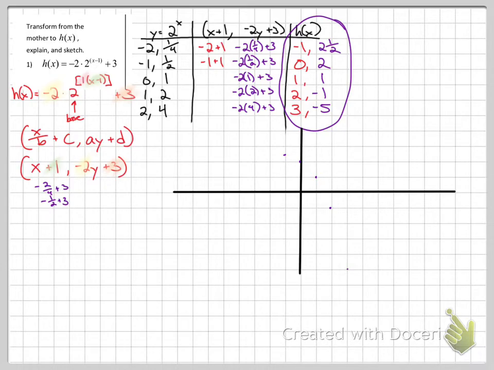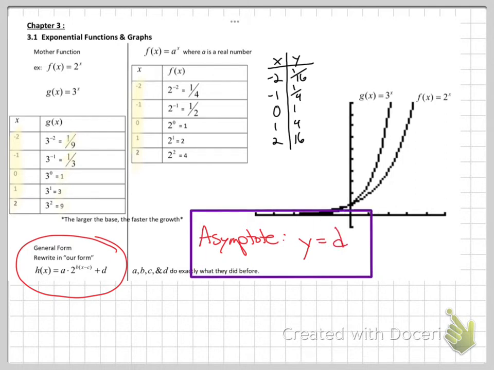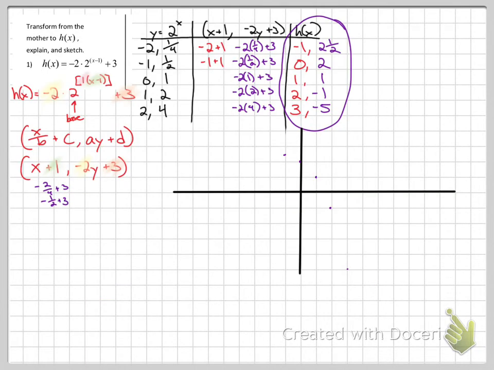But what you should remember, hopefully from Integrated 3, I'm going to go back to this page to write it down, is that the asymptote is always going to be at y equals d. The asymptote for exponentials will always be at y equals d. So if you go back over here, remember our d in this equation was 3, and actually this is going to be an answer blank on your tests. Asymptote.